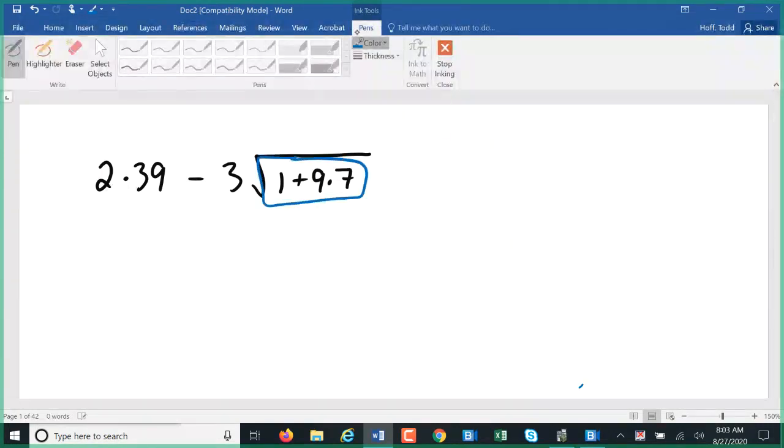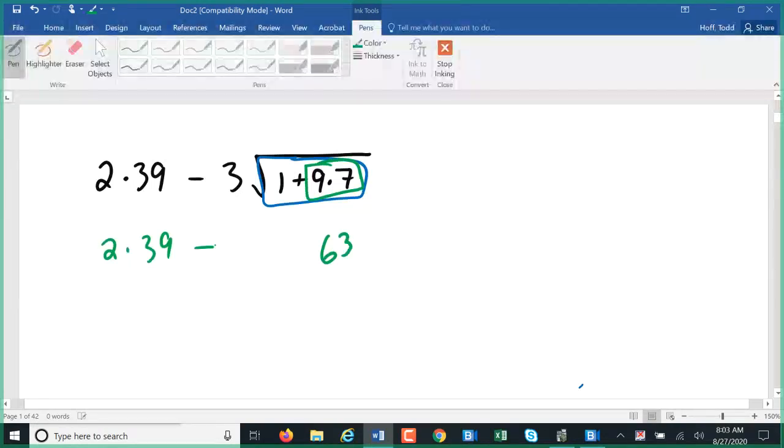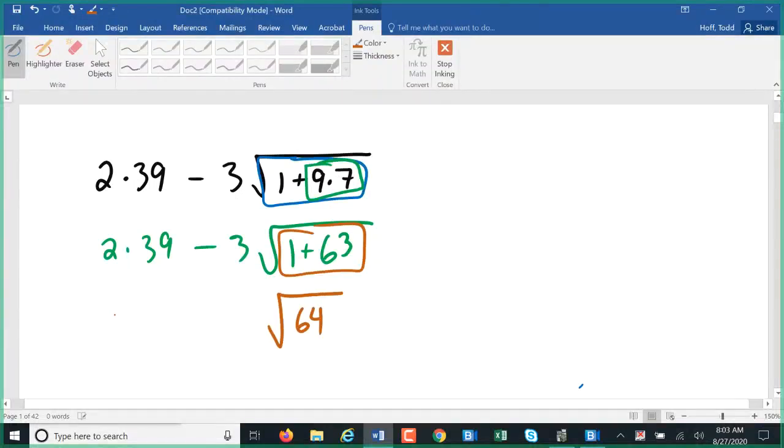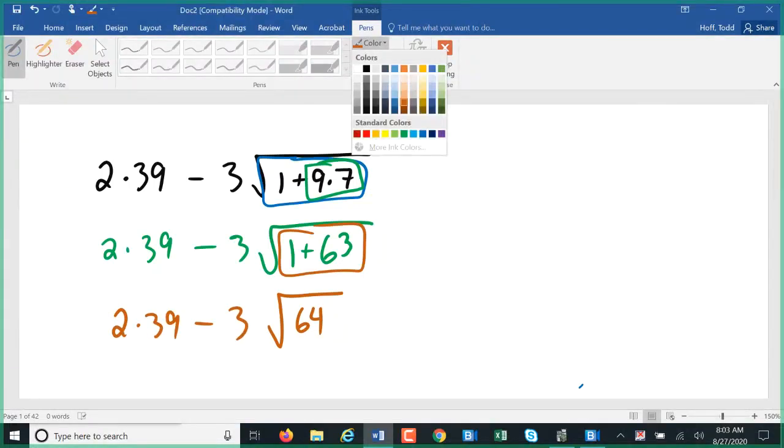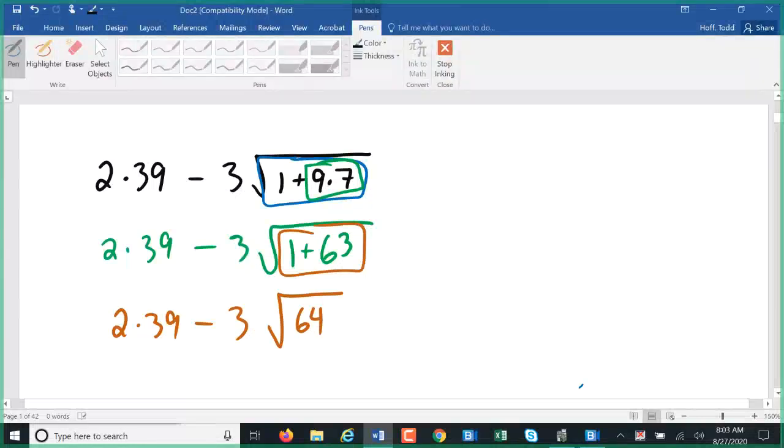Order of operations still applies. We have to do the multiplication before we do the addition. 9 times 7 is 63. Well, we still have the 1 plus 63 in there, giving us 64. Now, just like with parentheses or with the fraction bar, it's down to just one number inside that enclosing symbol, so we can get rid of the enclosing symbol.